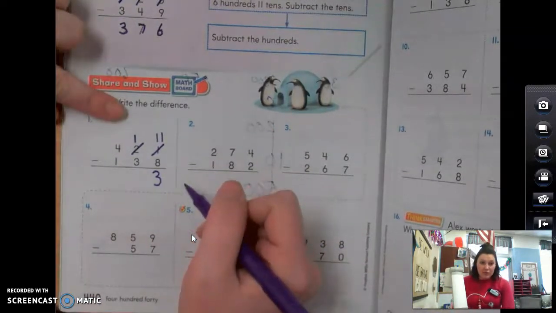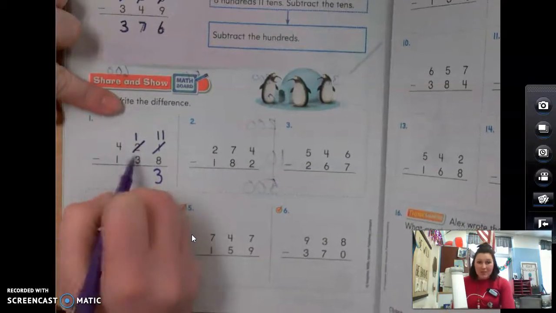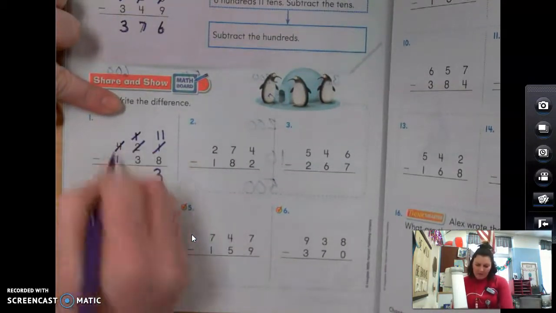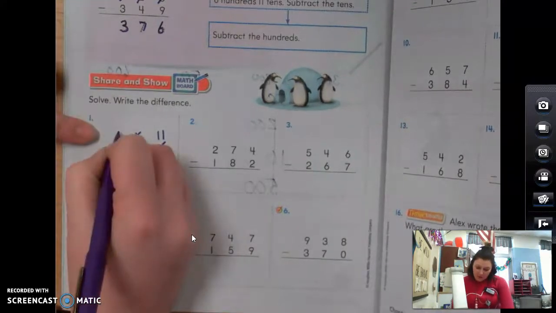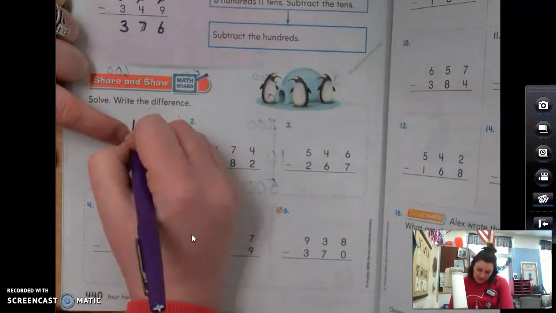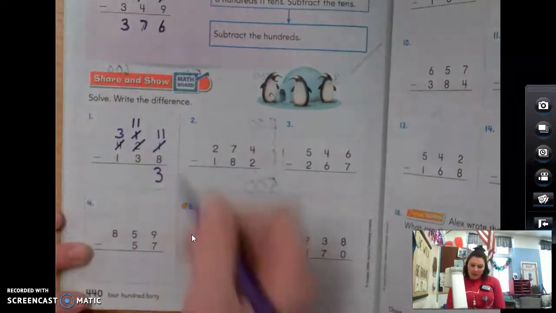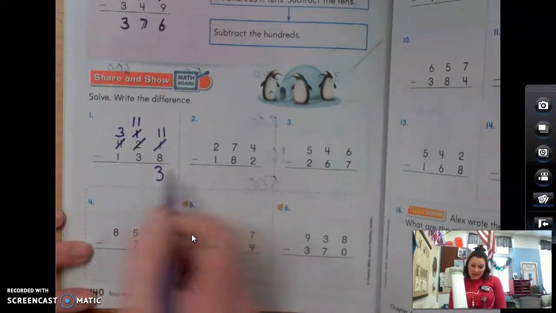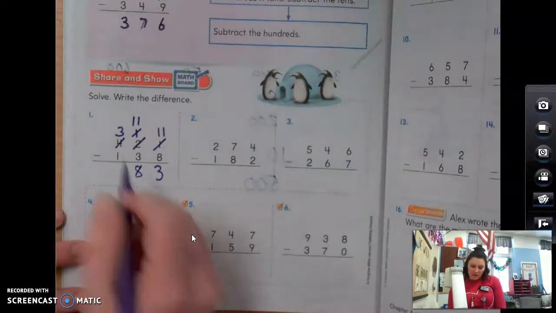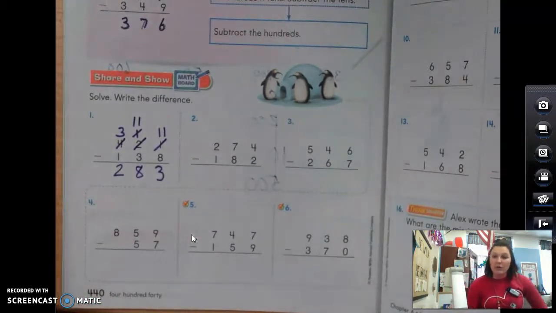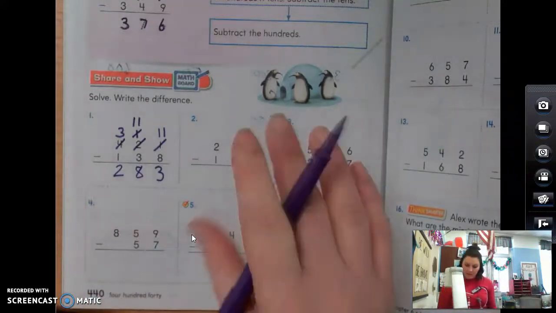So, but here's what I have to do. Because I'm working with this 1, this 2 is not an option anymore. I need to cross out my 1 and cross out my 4. 4 becomes 3, and 10 more, this 1 becomes 11. 11 minus 3 is 8. 3 minus 1 is 2. All right, guys, so that was another one of those where you had to regroup twice. We still didn't have enough 10, so we had to regroup again.